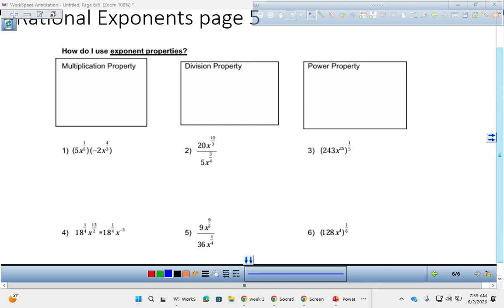So, multiplication property. We are going to multiply coefficients. This is on page 5. Keep the base and add the exponents. The key here is the adding the exponents part, right? If you're multiplying exponents, you're actually adding.